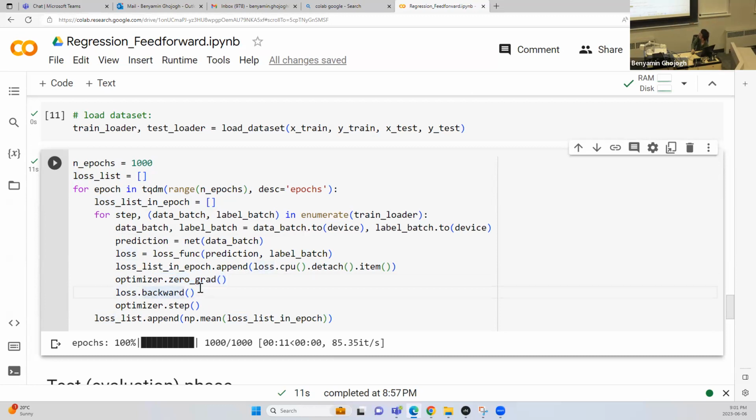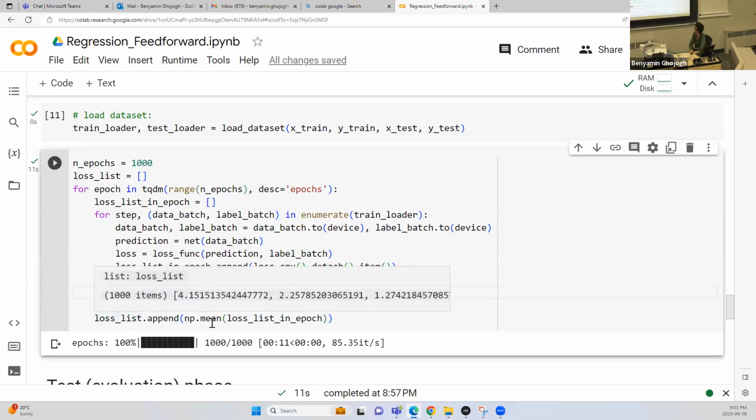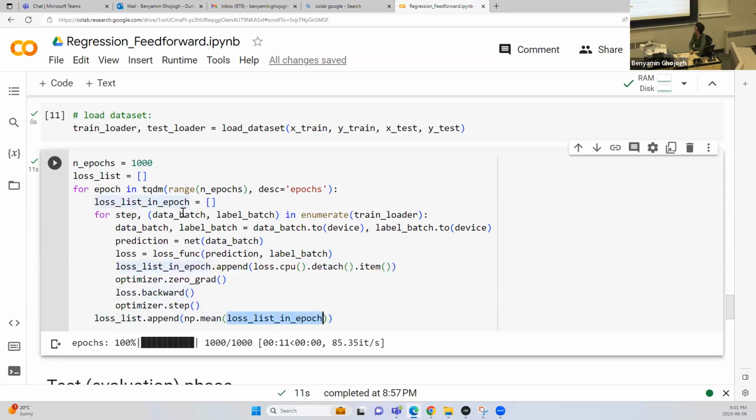And then loss.backward. What is it? This is backpropagation. These two lines are backpropagation, which we talked about: backward and a step. The optimizer step is a step of gradient descent. Here it's a step of Adam. Then I also append the mean of the losses, because I have a bunch of losses for the batches, and then I take the mean average.